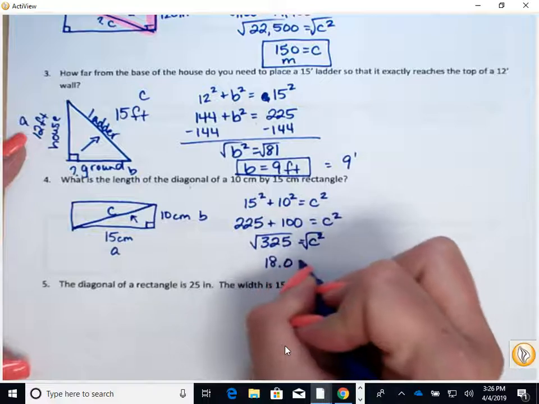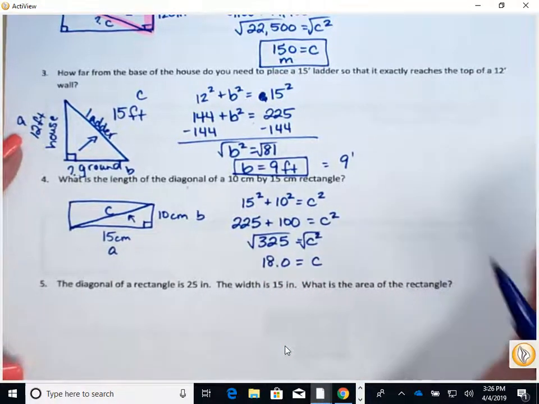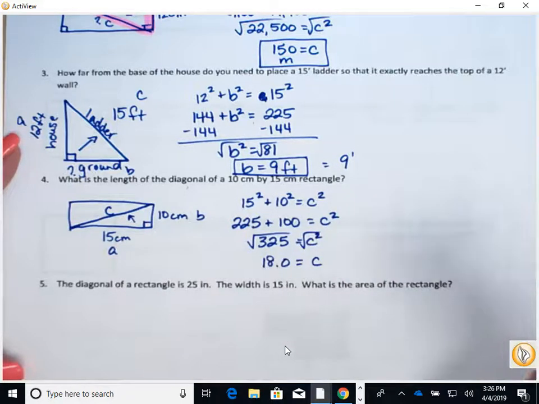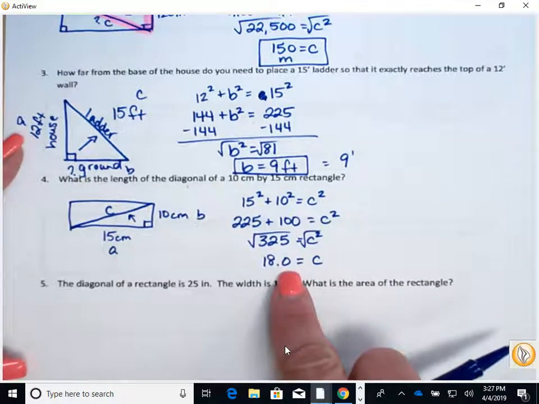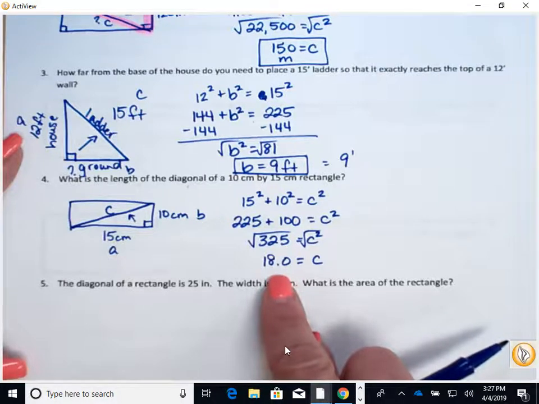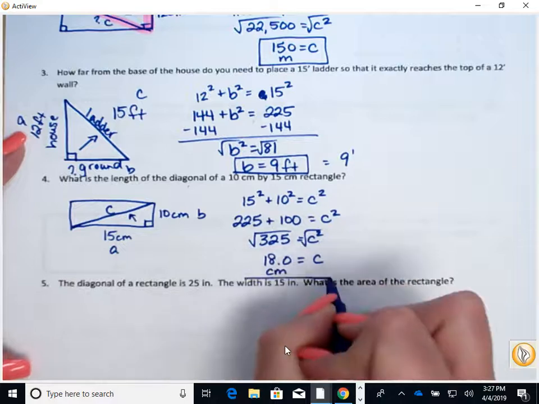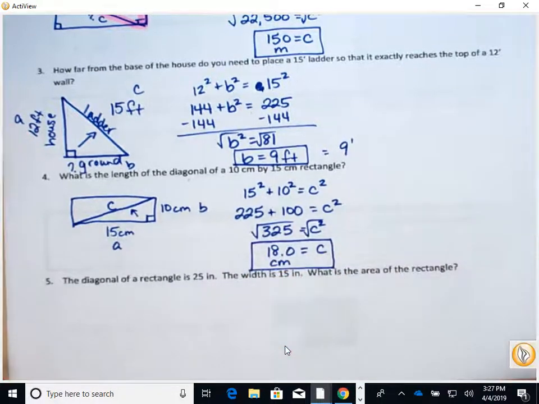as 18.0. The reason I'm not just putting it as 18 is because if I just put 18, they're going to think that that was exactly 18, the square root of 325 being exactly 18. By putting that 0.0, you're making a statement that we had to round to get that, and so it's not exact. And this was in centimeters. So that diagonal of that rectangle is 18 centimeters.